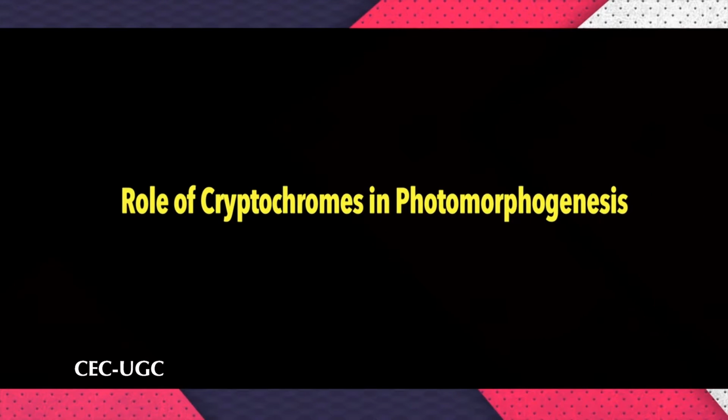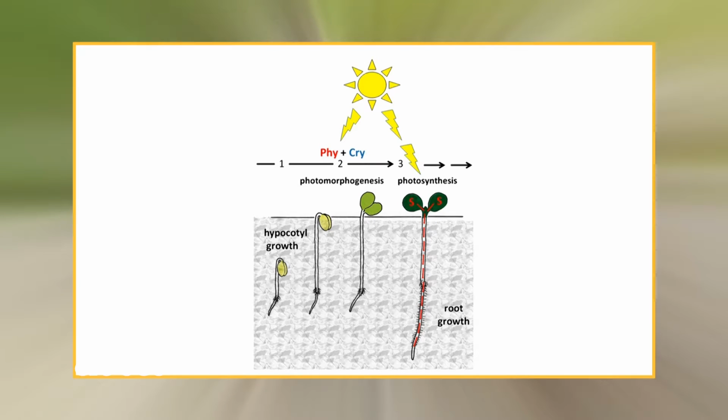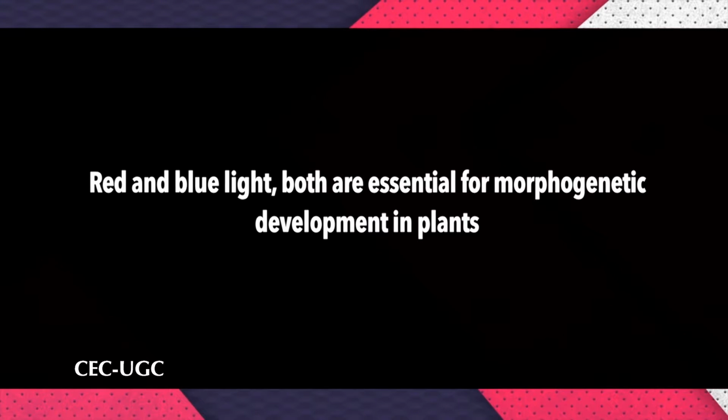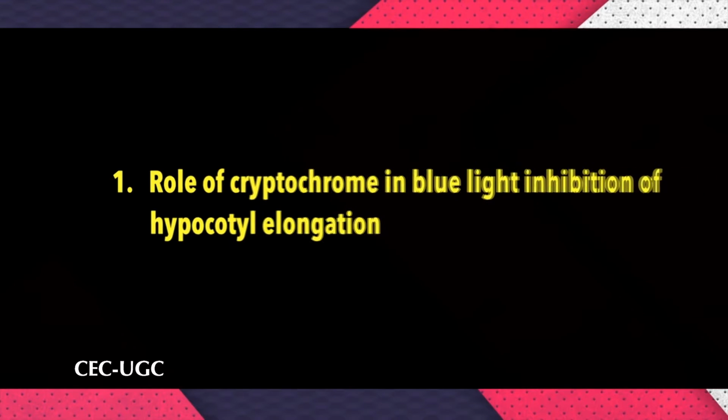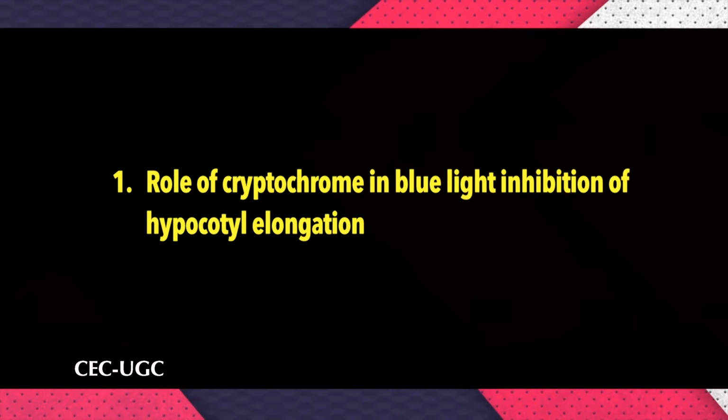Now finally, role of cryptochromes in photomorphogenesis. The role of light in regulating morphogenesis is known as photomorphogenesis. Red and blue light both are essential for morphogenetic development in plants. Some of the most important responses in plants which occur in response to blue light are as follows. Number 1. Role of cryptochrome in blue light inhibition of hypocotyl elongation.